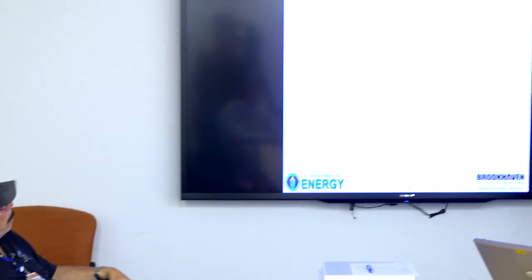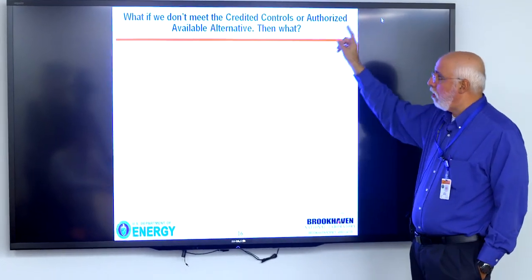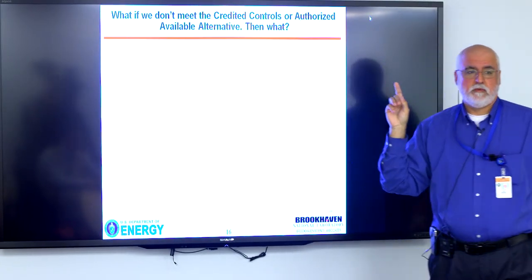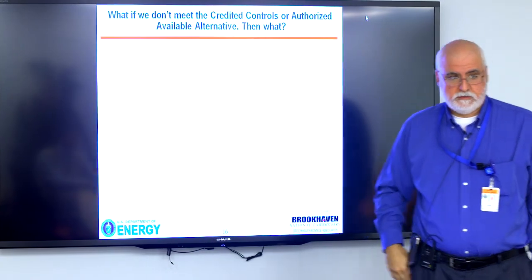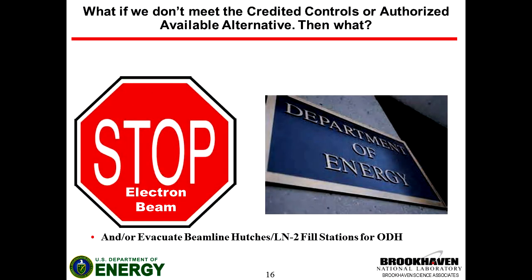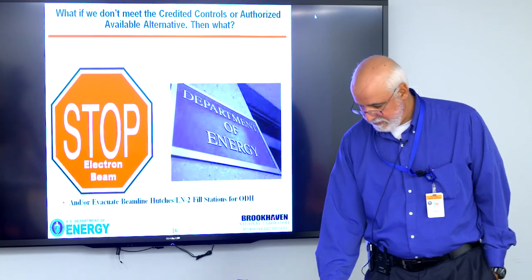So what happens, I'm asking you guys, if we don't meet the credited control or the available alternative? Then what? What do you guys think? Can't operate, can't work. Exactly. And you may have to evacuate the hutch if you've got this ODH issue. And of course, we've got to tell our friends. Yeah, and those two come in pretty quick order.